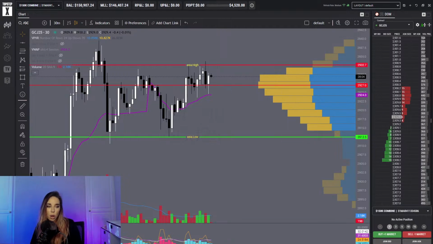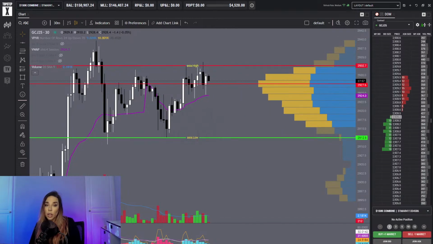All right, let's carry on with the value areas, which is the next thing that you will see on my charts. Sticking on the 30-minute chart still.